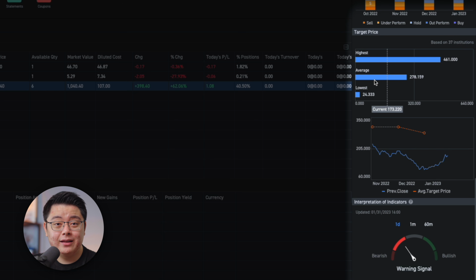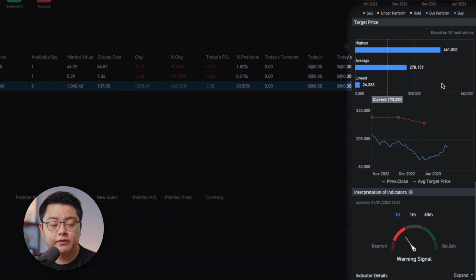Target price, again, these are institutions' target price, which means what they think of the future share price of Tesla will be like.